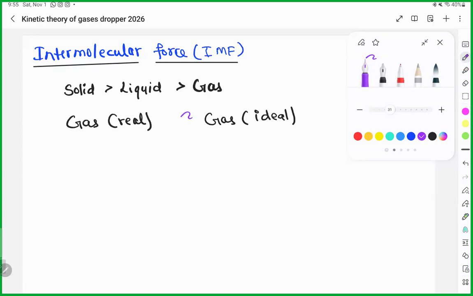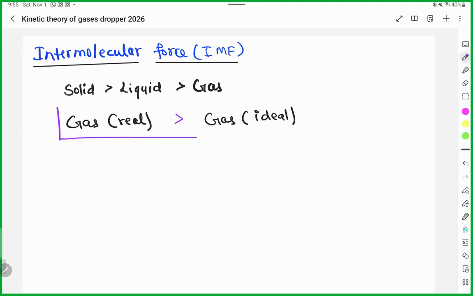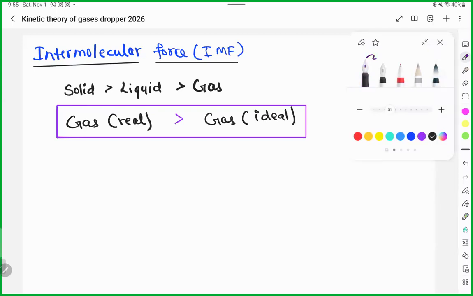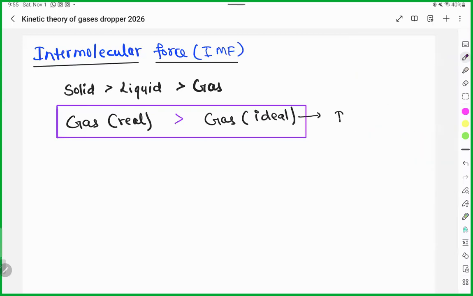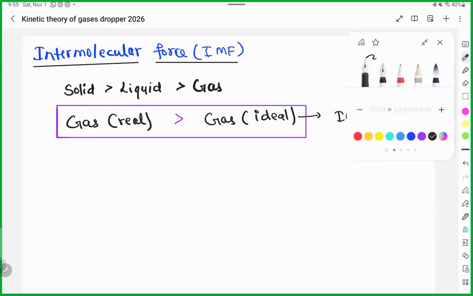Okay, so the answer is yes, real gas. Why? Because in the case of an ideal gas, there is no intermolecular force. We consider that they are not interacting with each other. So in an ideal gas, intermolecular force is zero. But in reality, they do apply a small amount of force. So this is about intermolecular force.